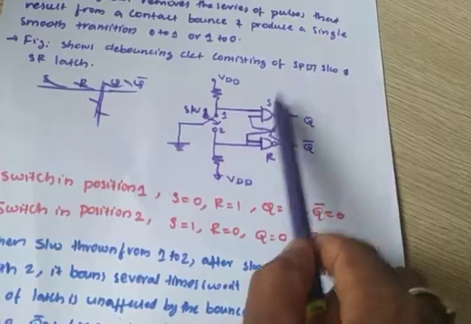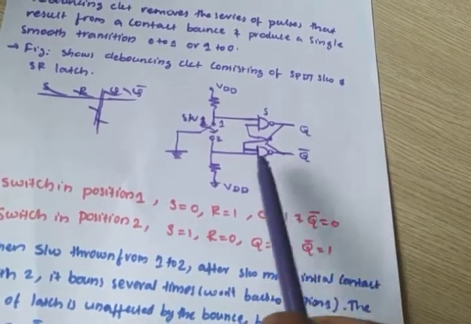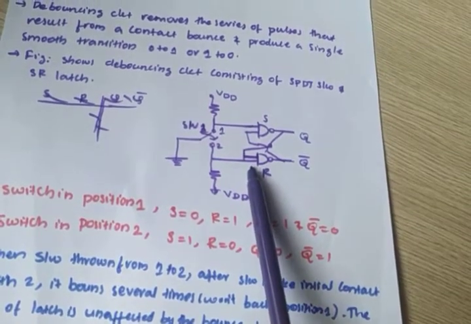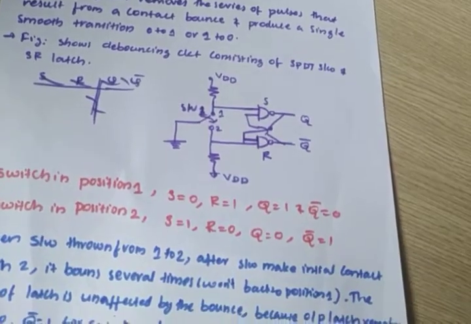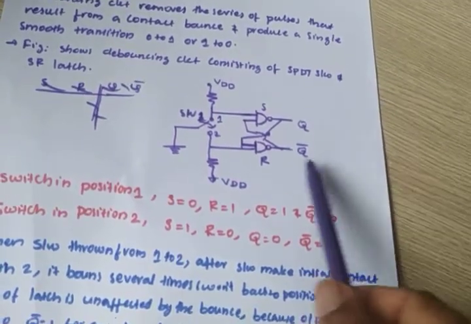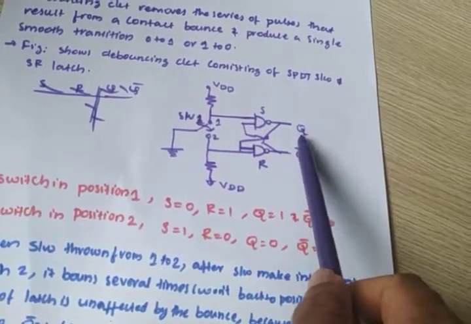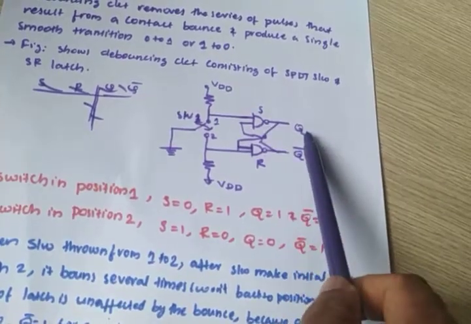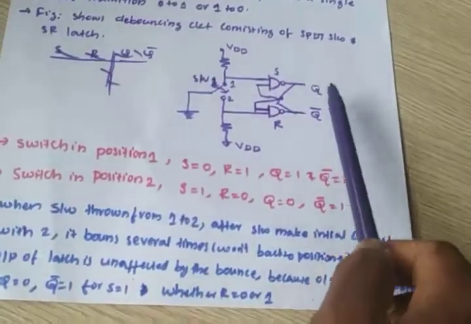R is 0, S is 1. When R is 0, Q bar is 1 and Q is 0. So definitely Q bar will be 1, because when one input of the NAND gate is 0, the output will be 1. Okay. So here S is 1 and R is 0. So Q bar is 1 and Q is 0. So this is the condition.